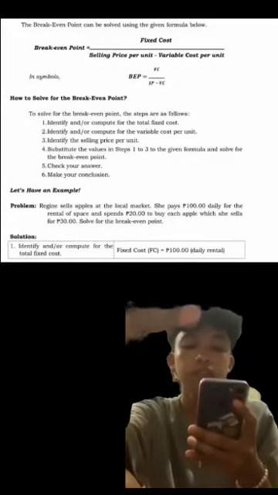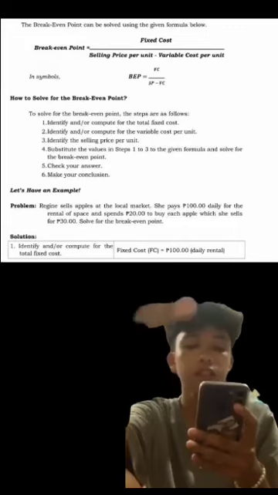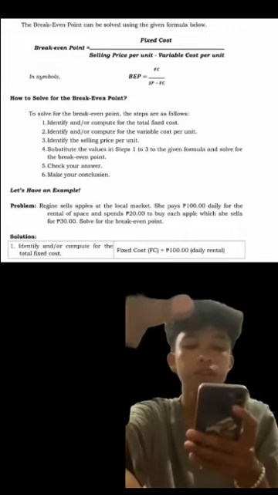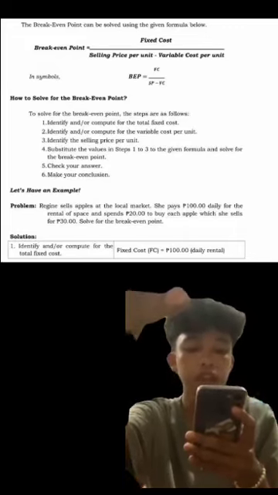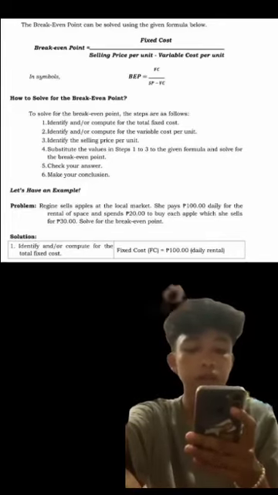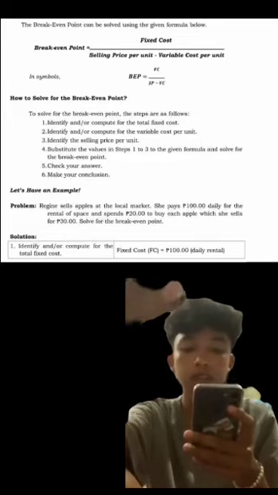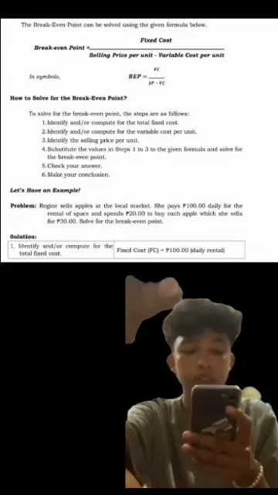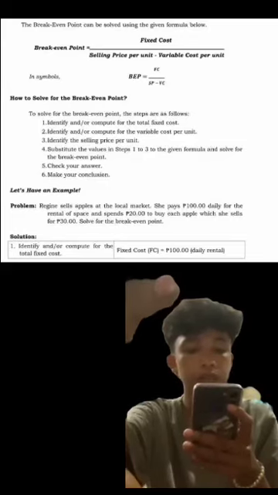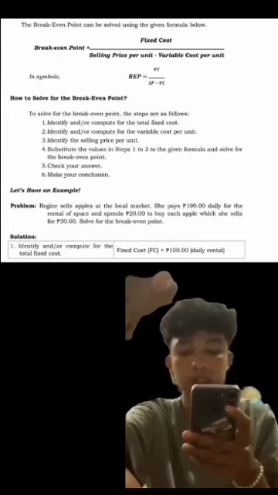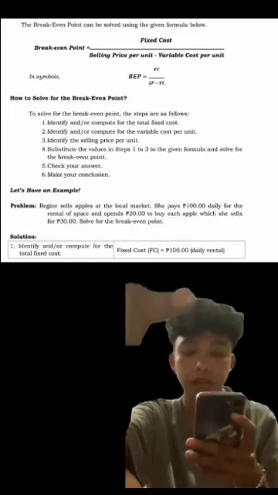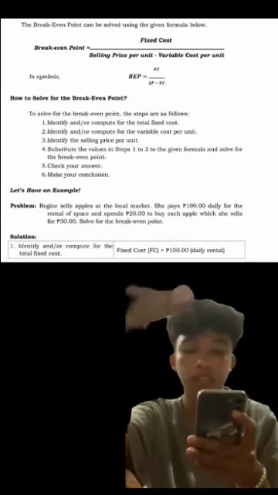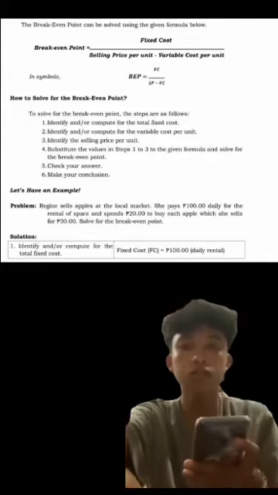How to solve for the break-even point? To solve for the break-even point, the steps are as follows. Number 1, identify or compute for the total fixed cost. Number 2, identify and or compute the variable cost per unit. Number 3, identify the selling price per unit. Number 4, substitute the values from steps 1, 2, and 3 to the given formula and solve for the break-even point. Number 5, check your answer. Number 6, make your conclusion.